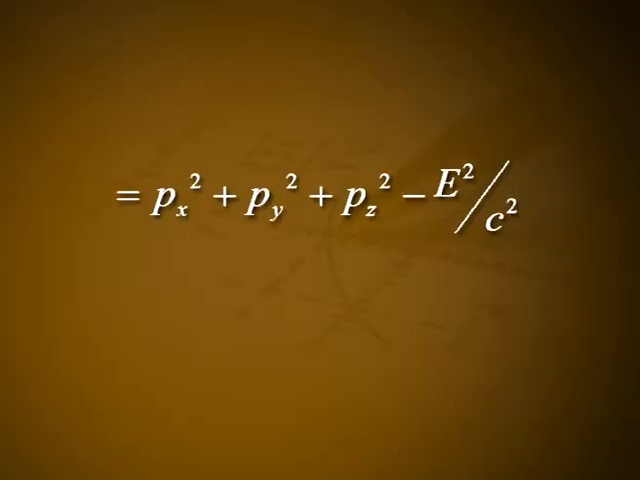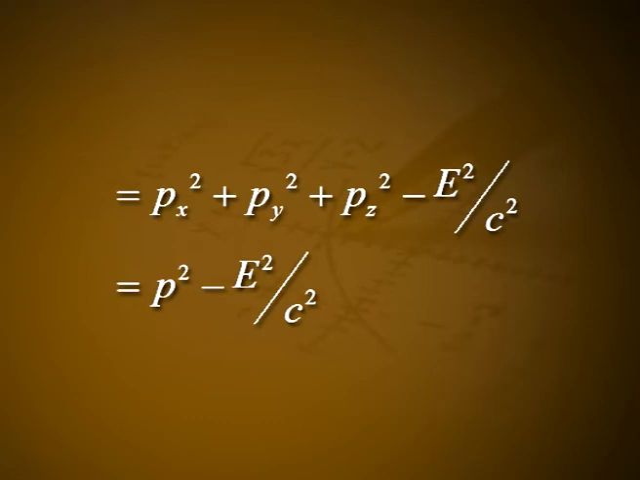p dash square minus E dash square by c square is equal to px dash square plus py dash square plus pz dash square minus E dash square by c square, which is equal to gamma square into (px minus vE by c square) the whole square plus py square plus pz square minus gamma square into (E by c minus v px by c) the whole square, which is equal to px square plus py square plus pz square minus E square by c square, which is equal to p square minus E square by c square.